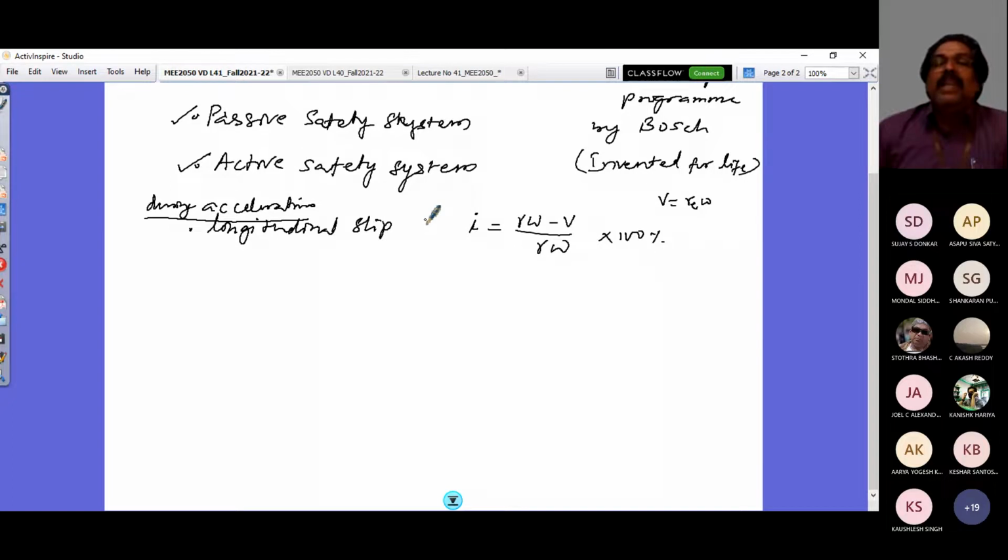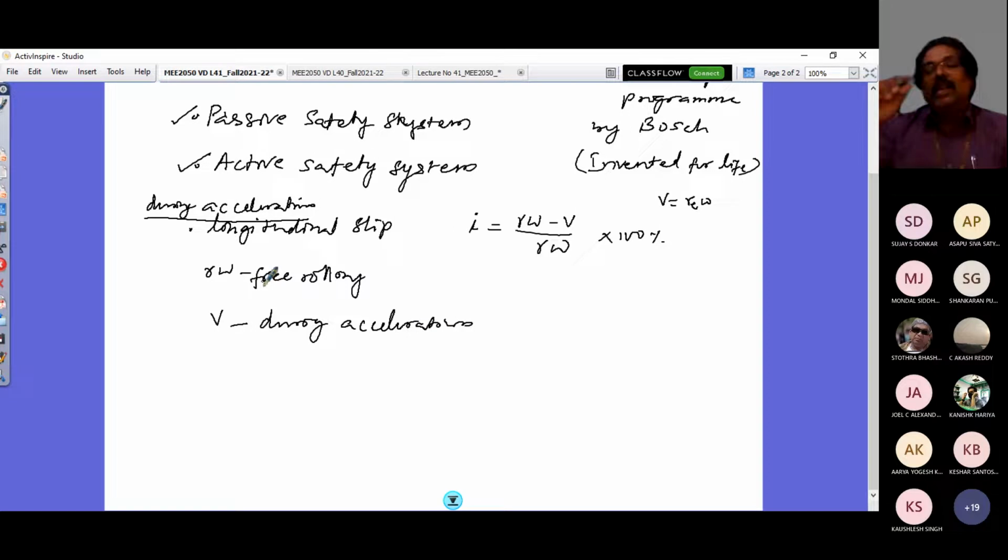That results in the equivalent translation of your wheel center being smaller than what would have happened during free rolling condition. So R omega is during free rolling condition, whereas V is during acceleration. If that is so, the equivalent distance would not be the same as 2 pi r for one revolution of the wheel, and that is why you are able to define the slip. For a given R omega, this difference is what defines your slip. This is during acceleration. On the other hand, during braking, what is happening?